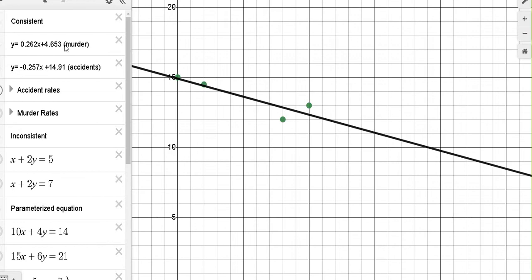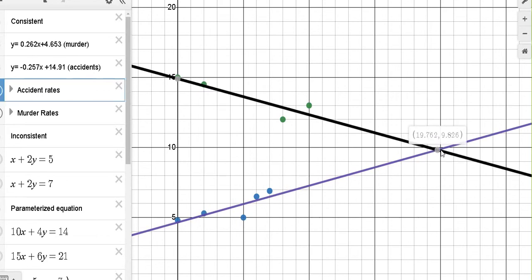Consistent. Has to be consistent. To be inconsistent, then these lines would have to be parallel. They'd have to have the same slope and different intercepts. So here you go. And with this, we can find where these two lines intersect. The theoretical point at which the murder rate and the accident rates are the same would take place 19, almost 20 years after this data set started.